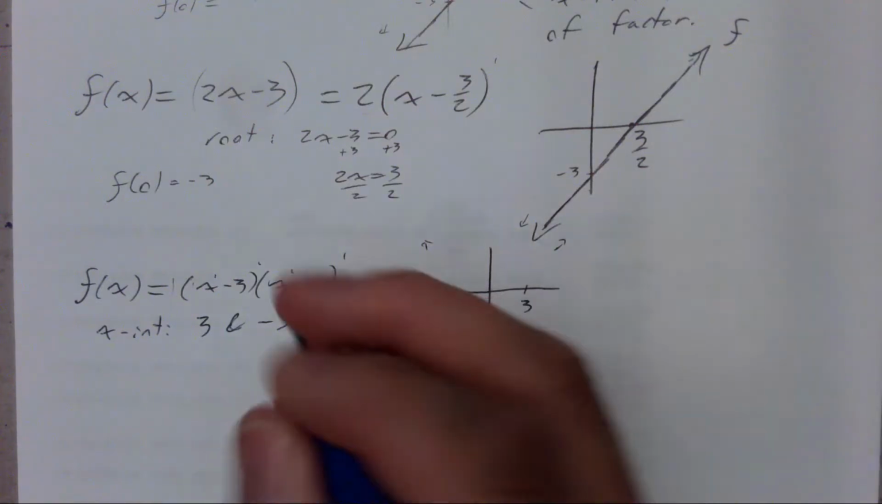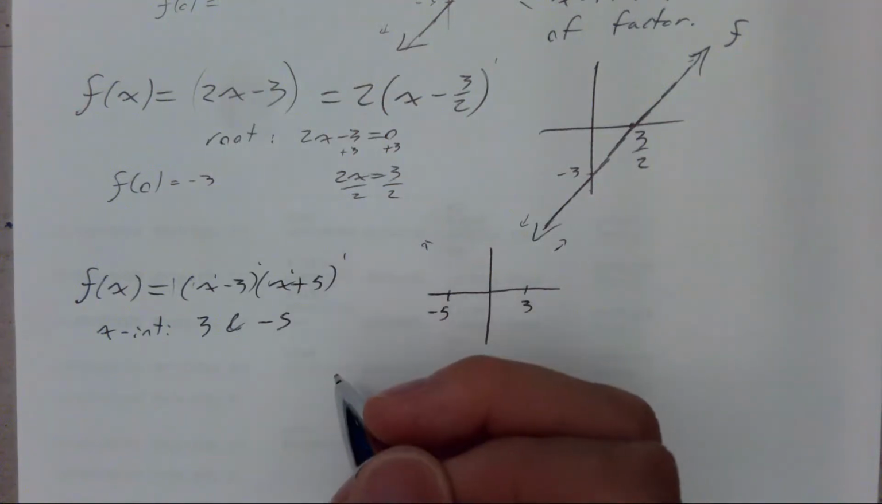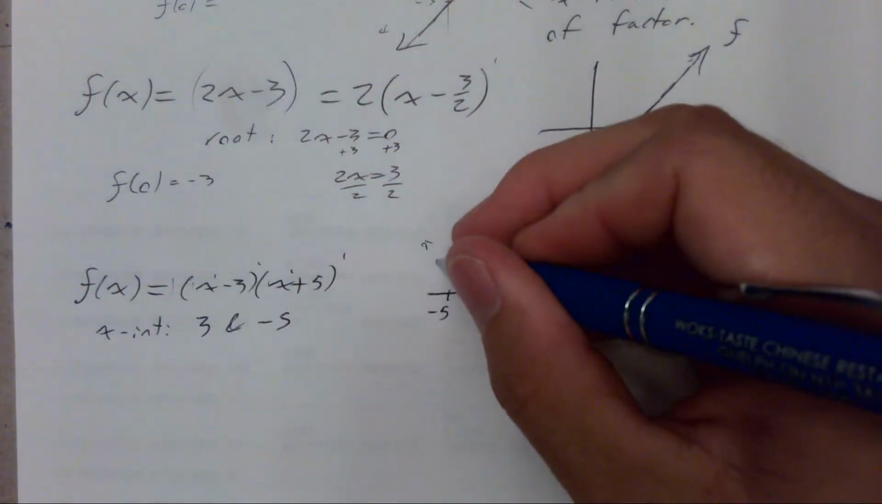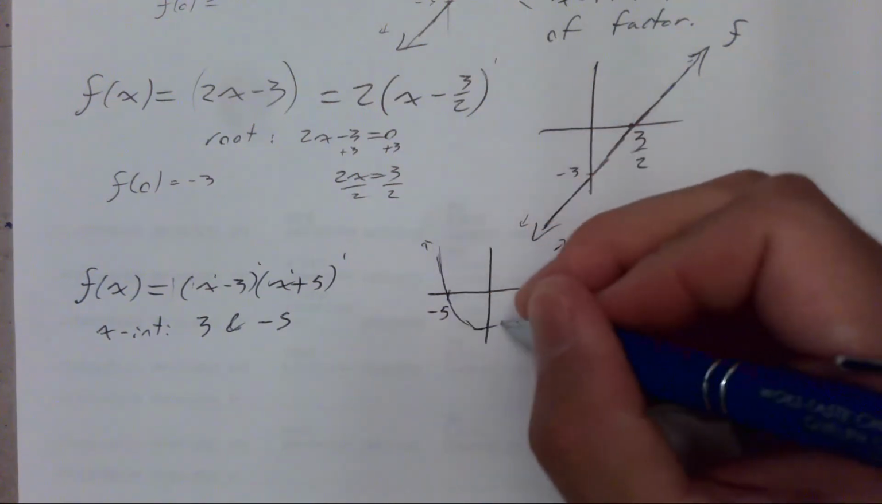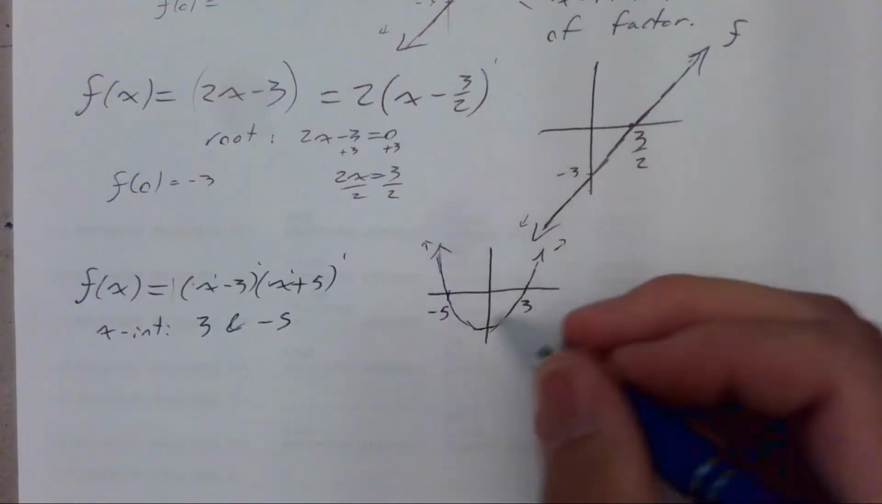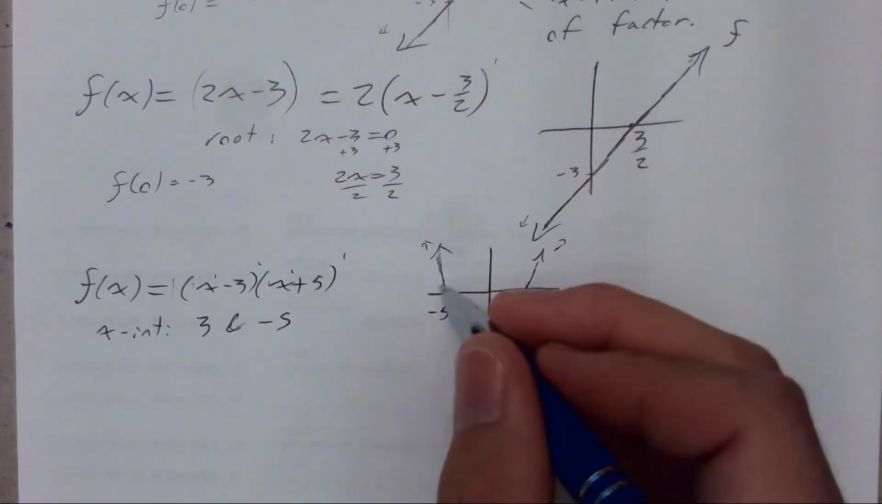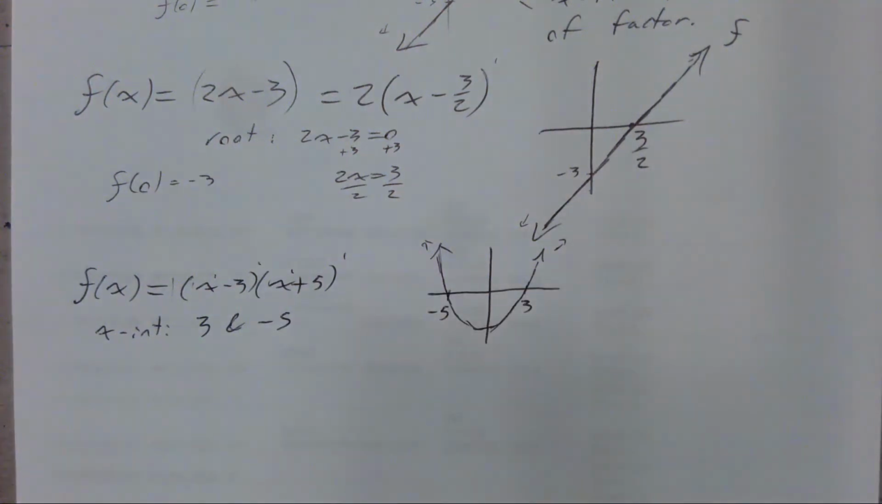Now, these are two linear or single order x-intercepts, which means that close to the x-intercept, the curve does behave like a line. I cross the x-intercept, I change sign as I cross x equals 3, and my function changes from being positive to negative as I cross -5.